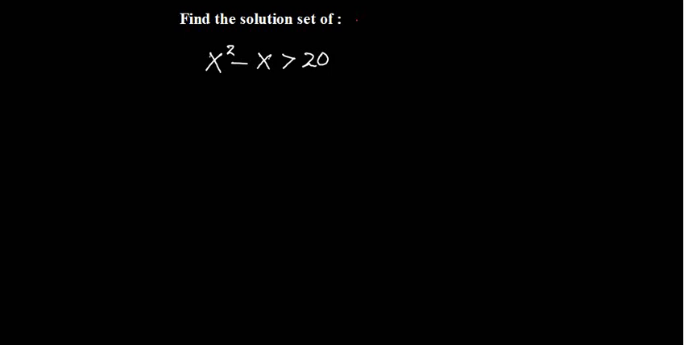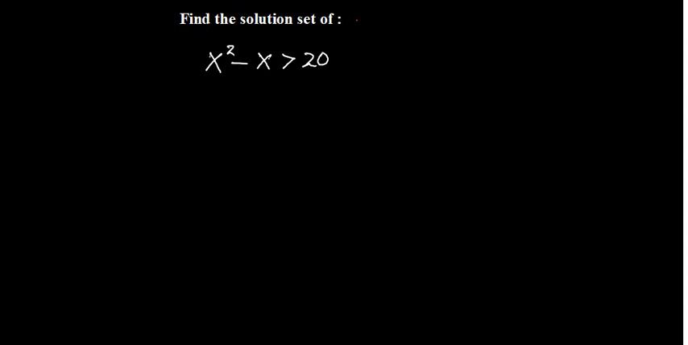Today we are talking about quadratic inequalities. So here we have a problem. Find the solution set of x square minus x greater than 20. So we are going to arrange that inequality, so make it a quadratic inequality. It could be written as x square minus x minus 20 greater than 0.